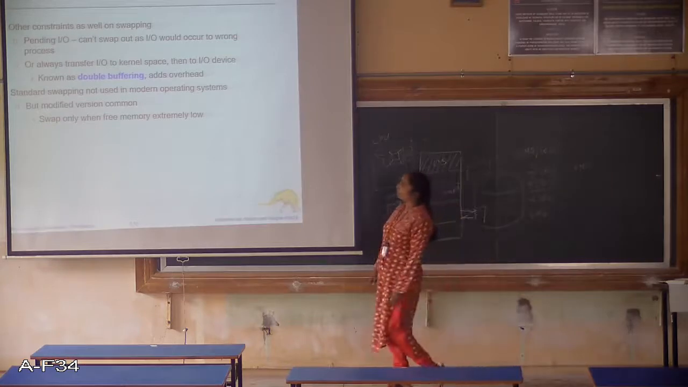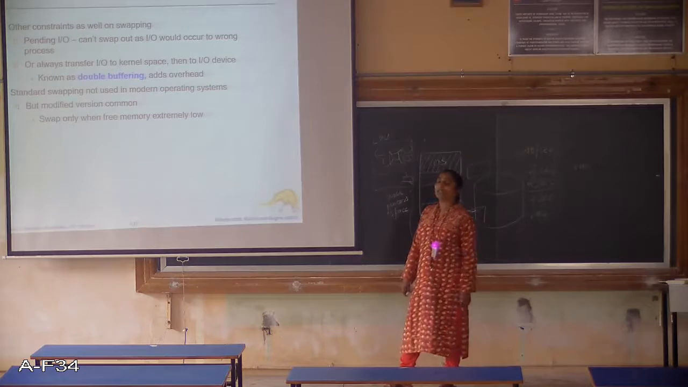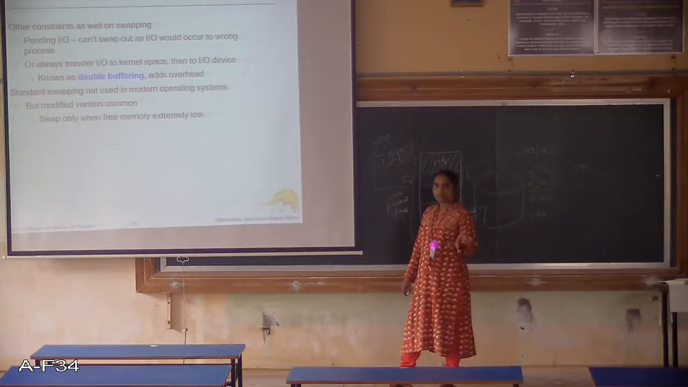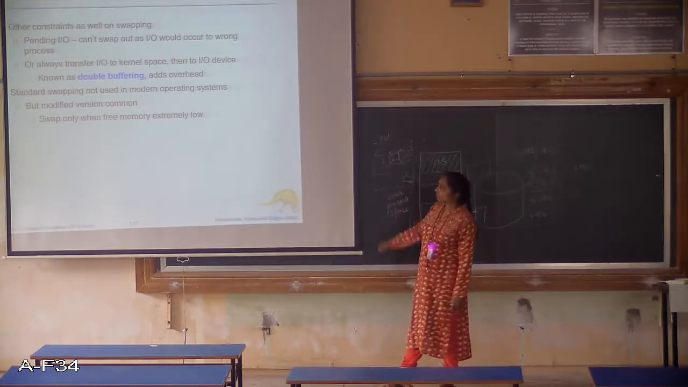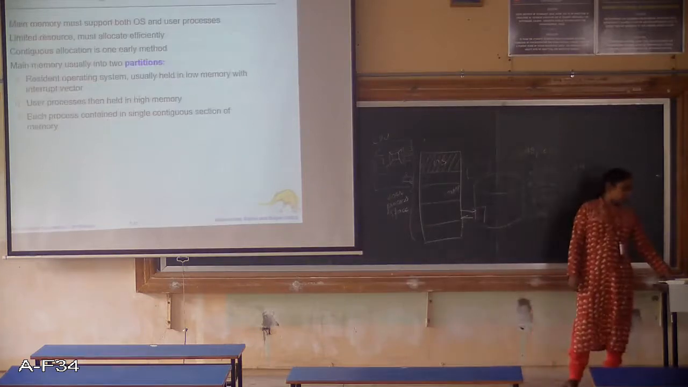Always transfer IO through kernel space and then to the IO. This is what we discussed, that you allow the IO processes to use the operating system buffer. This also doubles the buffering. So we discussed all this in the last class.